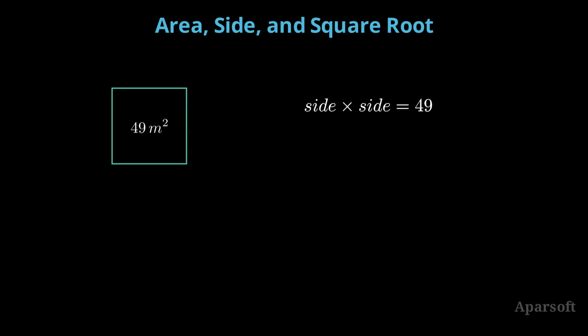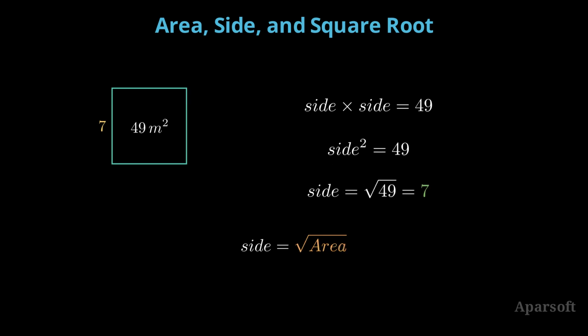Before we tackle 441, let us remember the basics. A square's area is side times side, that is side squared. So if the area is 49, the side is 7, because 7 times 7 is 49. Simple, right? We call 7 the square root of 49. So in general, side equals the square root of the area. Now, for our problem, side equals the square root of 441. But how do we find the square root of such a big number?